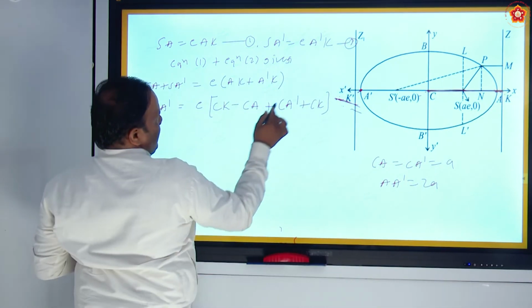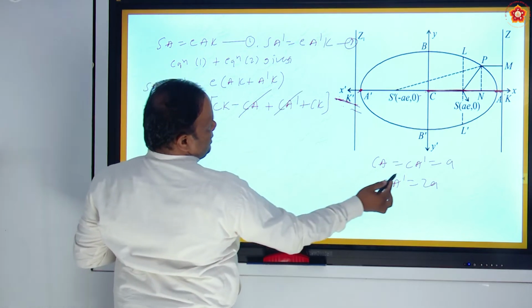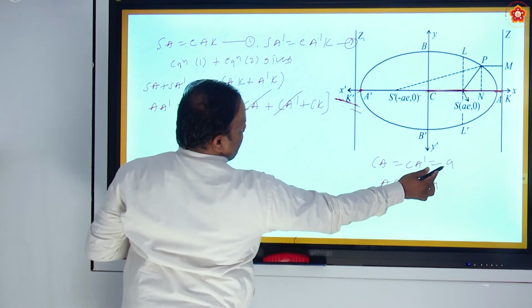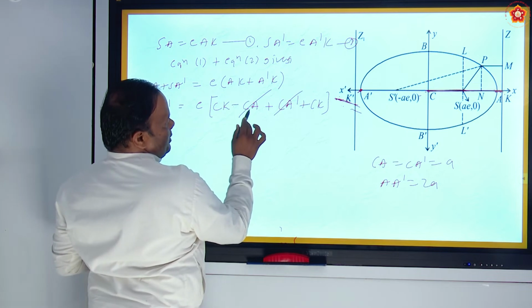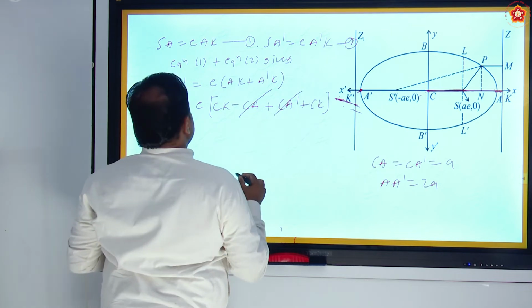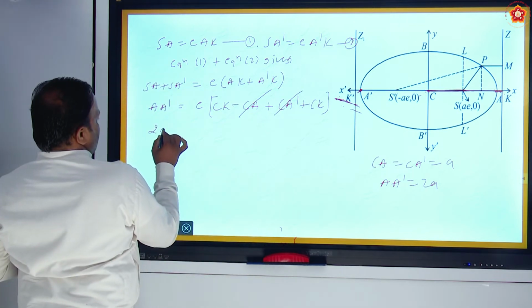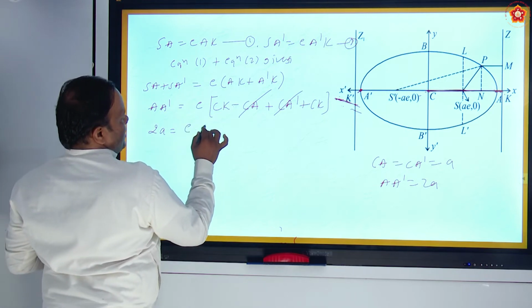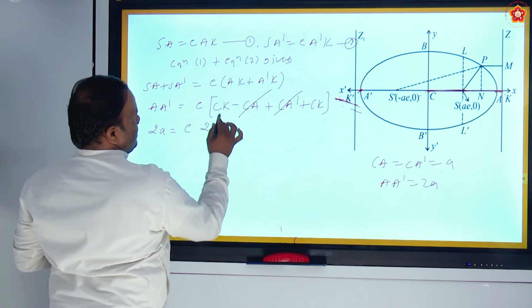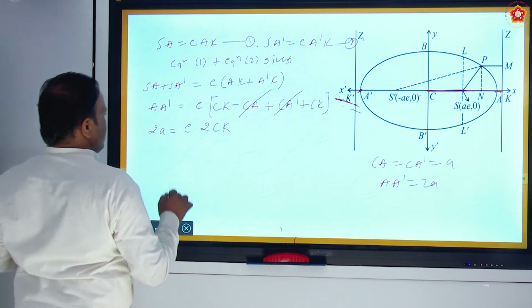Here CA and CA dash get cancelled, because both CA and CA dash are equal to A. Minus A plus A get cancelled. You substitute here CA equal to A. This is minus A, this is plus A, get cancelled. We know that A dash is nothing but 2A. E as it is. CK plus CK, 2CK, adding.